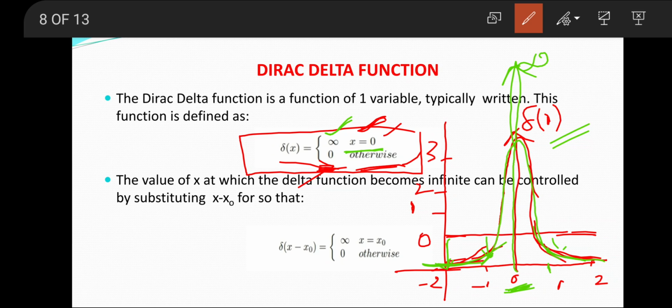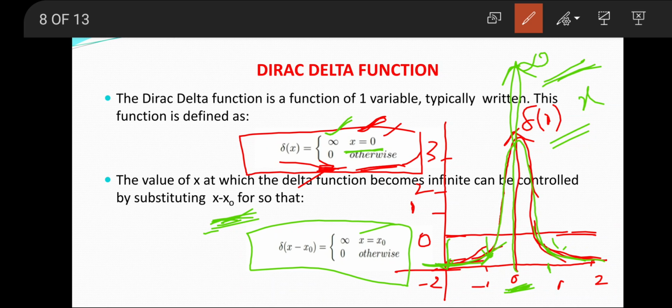The value of x at which the delta function becomes infinite can be controlled by substituting x minus x naught. Suppose the delta function becomes infinite at a certain point; we can shift that infinity condition by substituting x as x minus x naught. So the equation can be represented as delta of x minus x naught equal to infinity at x equal to x naught, and 0 otherwise.